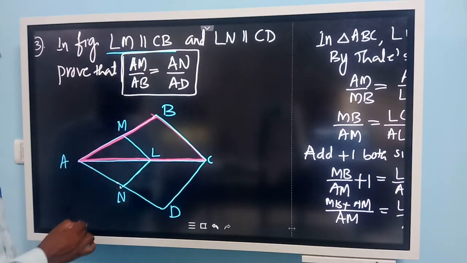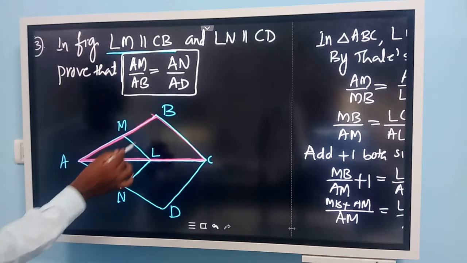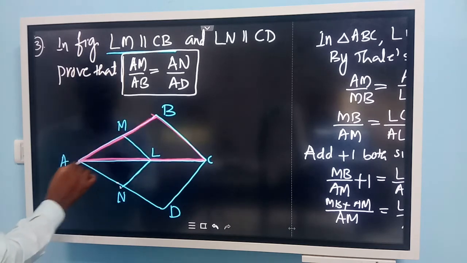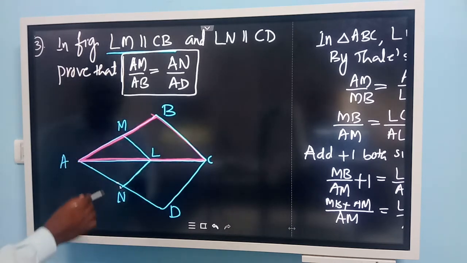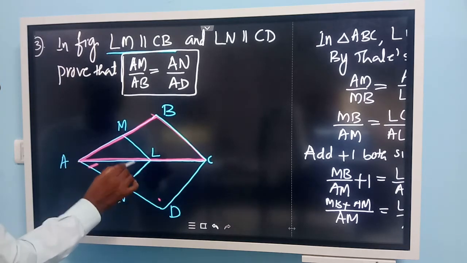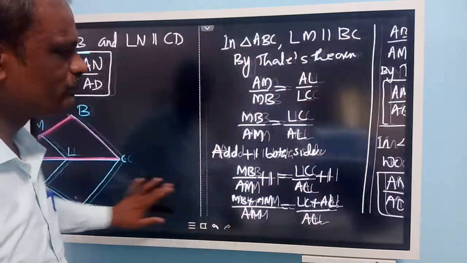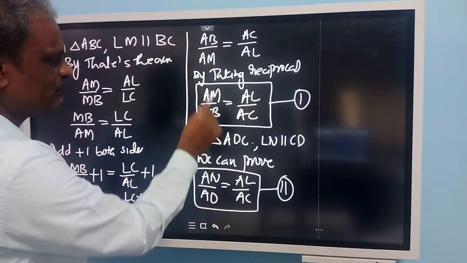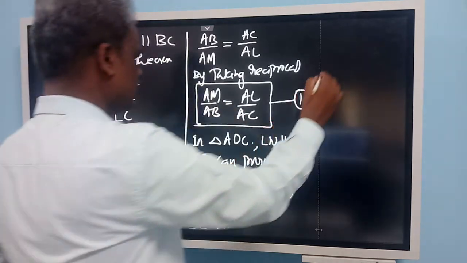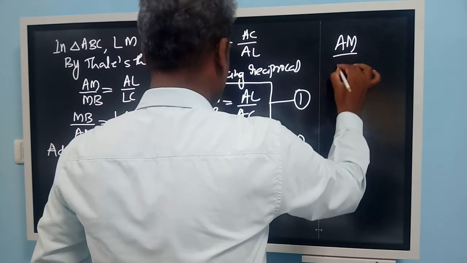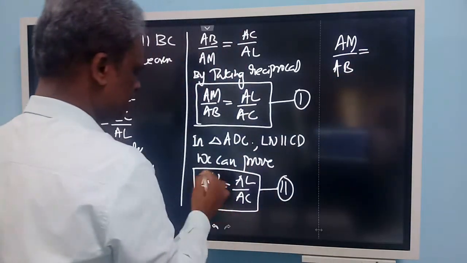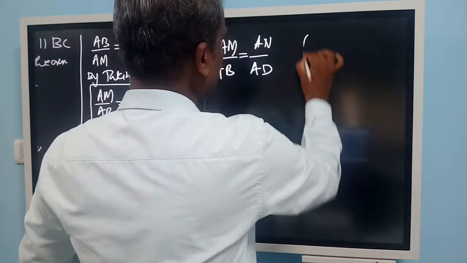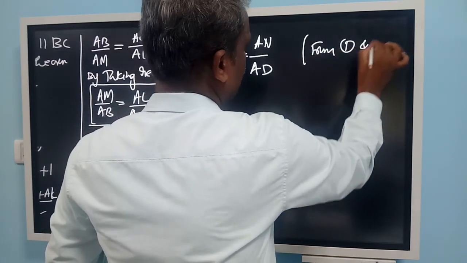See, you can apply Thales theorem like this. AM by MB is equal to AL by AC. But what we need, AM by AB. We have done one example of corollary of Thales theorem. AM by AB will be equal to AL by AC. Similarly, here AN by AD will be equal to AL by AC. Compare these two now. In both the cases, AL by AC. Left hand side, right hand sides are equal. Therefore, you can write AM by AB will be equal to AN by AD. So this is from 1 and 2, by comparing 1 and 2.